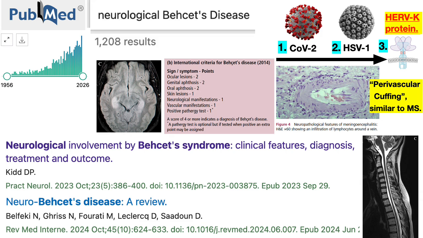Signs or symptoms are awarded points. Ocular lesions, 2 points. Genital aphthosis, 2 points. Aphthosis is a large, non-healing ulceration, like a canker sore. Genital aphthosis are canker sores in the genital region. Oral aphthosis, oral ulcers, 2 points. Skin lesions, 1 point. Neurological manifestations, 1 point. Vascular manifestations, 1 point. Positive pathergy test. Pathergy is when a bump to the skin results in an inflammation or ulceration.